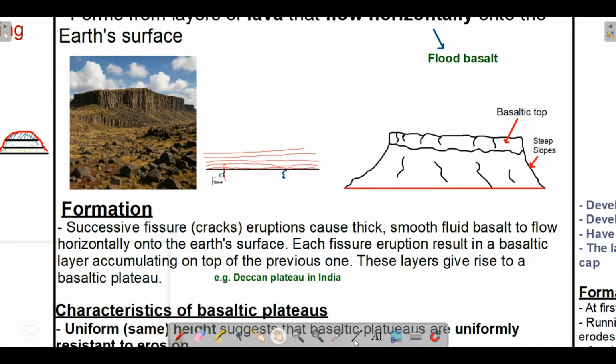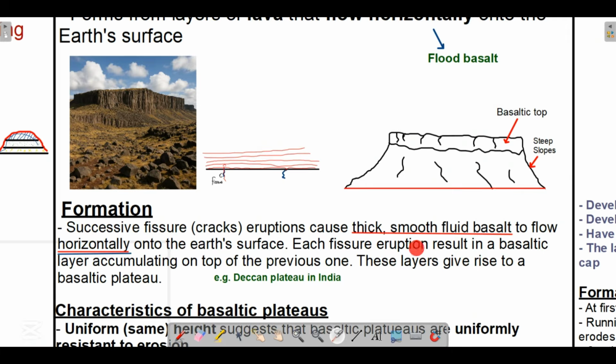These eruptions cause thick, smooth, fluid basalt to flow horizontally. Horizontally, guys, this is important. You have to mention that they flow horizontally. They love to ask those questions. If you look at the past papers, you're going to have those columns where you're supposed to match. And even in questions, they usually like to ask, do basaltic plateaus form from lava that flows horizontally or vertically? So it's horizontally, guys. That lava over there flows horizontally onto the Earth's surface.